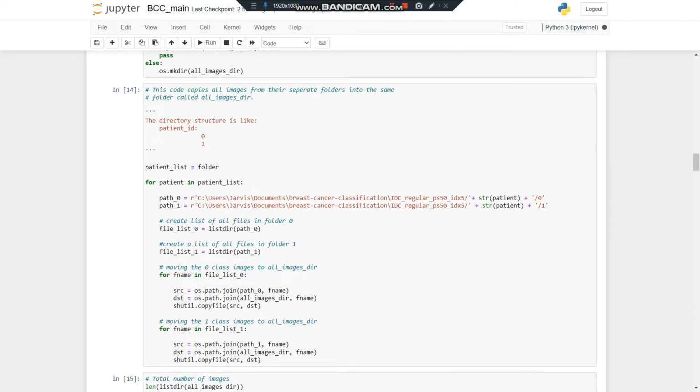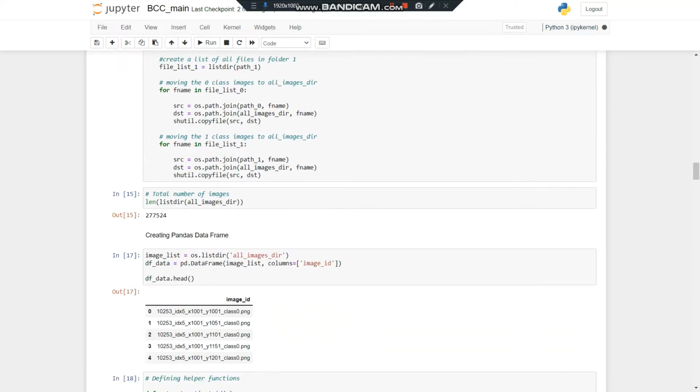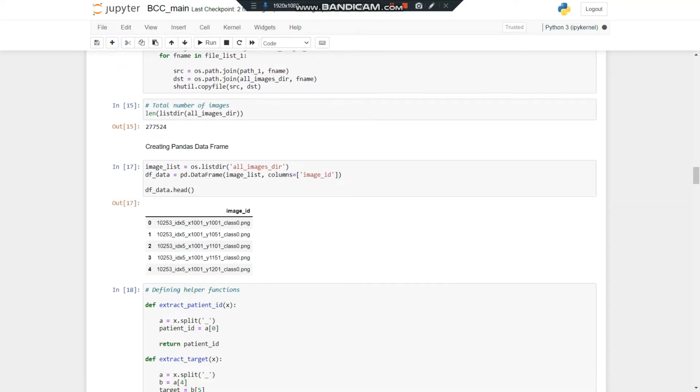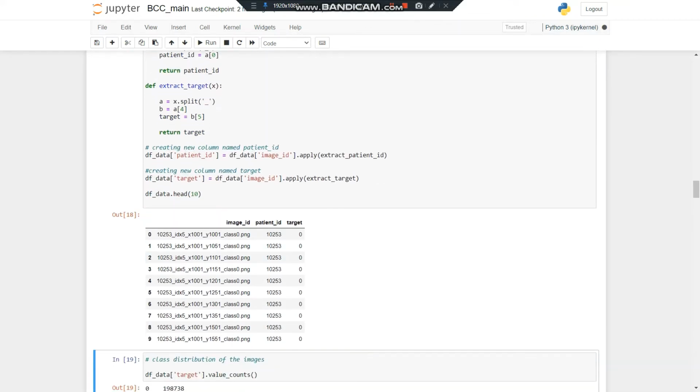We're setting up the directory structure for our program. In this part we are creating the data frame, the pandas data frame, for easier manipulation of the data. As you can see, the image ID and the patient ID and the target; the target means the location that we are extracting the image from.